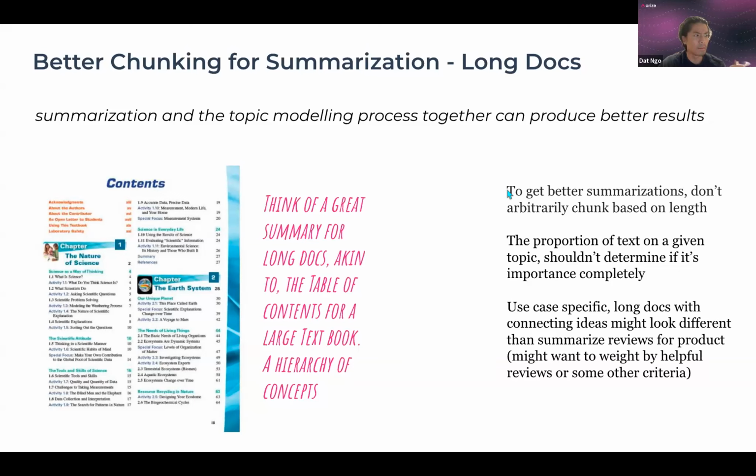But you don't want to arbitrarily rely on chunks based off of length and then chunk that way. You want something a little smarter. The proportion of text on a given topic doesn't really determine if it's super important. It may have some correlation, but more tokens doesn't necessarily equal more important. And it's also use case specific. So long docs, again, are going to be very different than short docs.